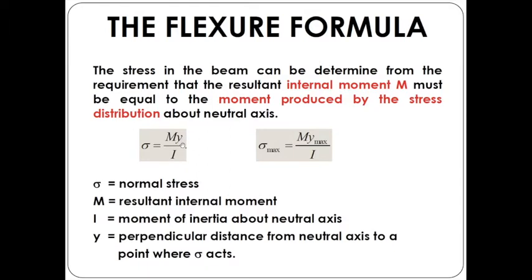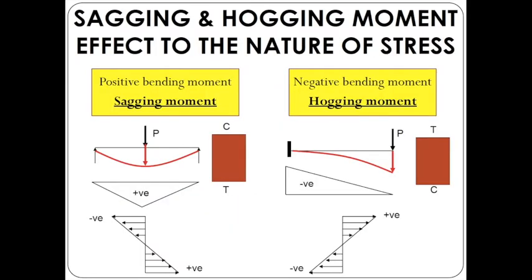Then as for the y value, it is the perpendicular distance from the neutral axis to the point where we want sigma x, and I is the moment of inertia about the neutral axis, right? So this is the basic equation that we are going to use for the bending stress. If we are to determine the maximum bending stress, therefore the y value that we are going to use is y maximum.